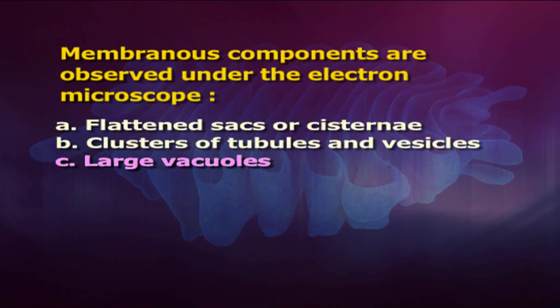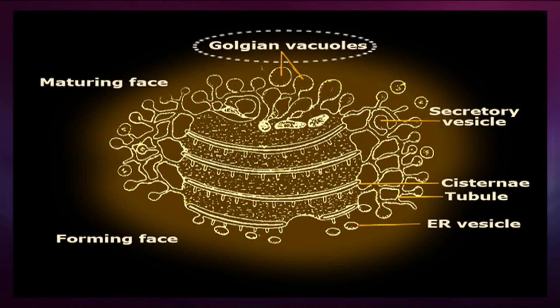Large vacuoles. The Golgi vacuoles are large, spacious, rounded, sac-like structures occurring at the distal ends of cisternae. They are produced by vesiculation of saccules of cisternae.